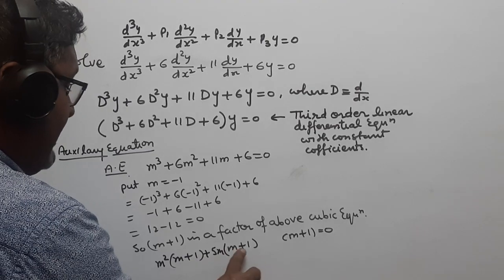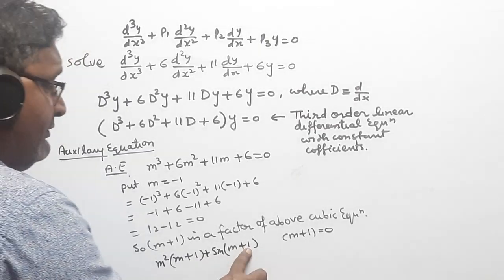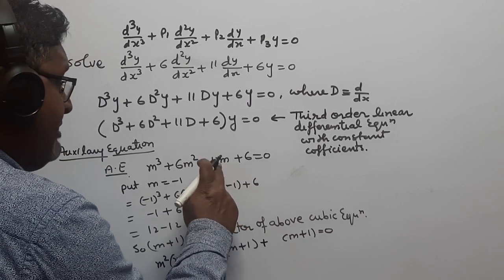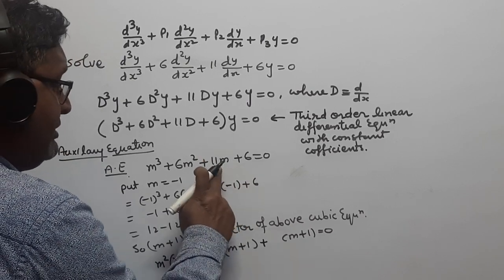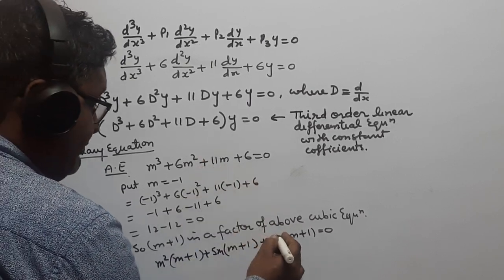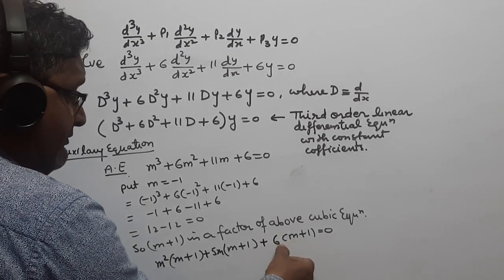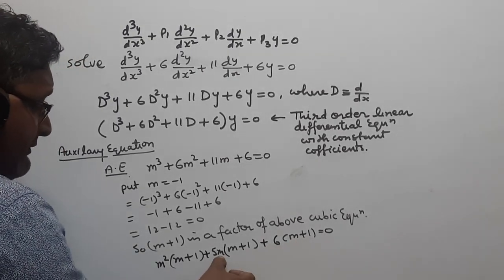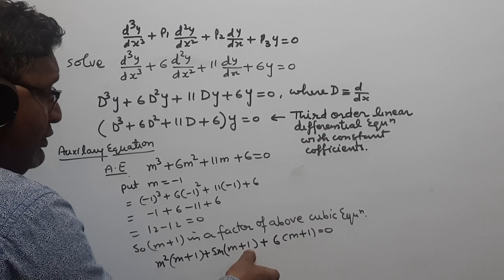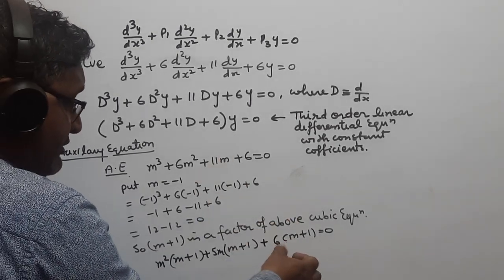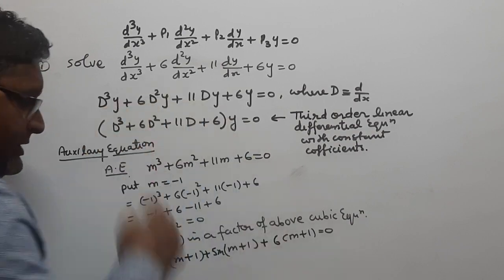Now this plus 5m multiplied by plus 1, we get 5m. So 6m is remaining because here is 11m. So we put here 6. 6 multiplied by this m, we get 6m. And here 5m multiplied by 1, we get 11m. And 6 multiplied by 1, we get 6 here.